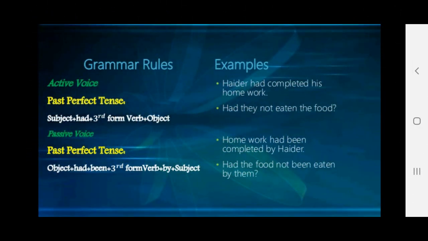Next one is past perfect tense. The rule will be like object plus had been plus third form of the verb plus by plus subject. For example, Haider had completed his homework. It will become in passive like this, homework had been completed by Haider. In interrogative, had they not eaten the food? It will become like this, had the food not been eaten by them?